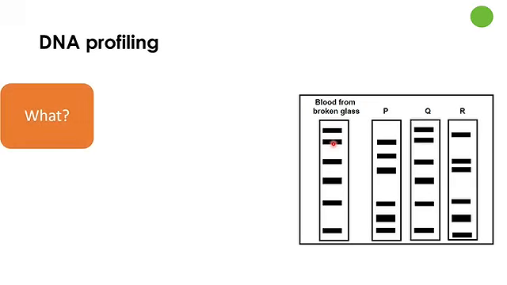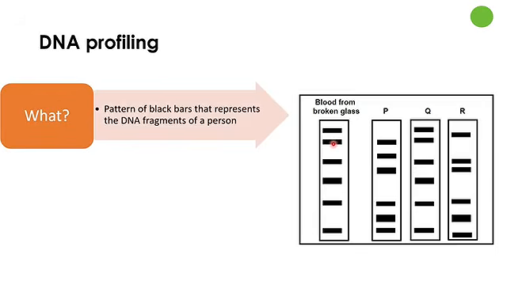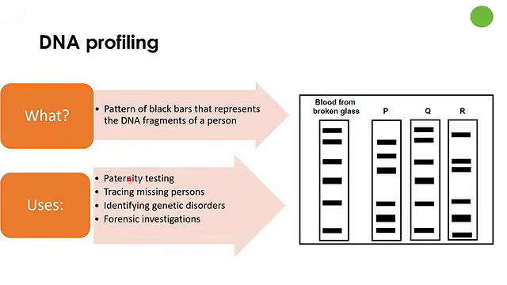So the first question is, what is DNA profiling? It's pretty much a summary, a pattern of black bars, and these black bars represent a person's DNA fragments. The uses of it are either for paternity testing, we can use it to trace missing individuals, we can look at identifying genetic disorders, or we can use it in forensic investigations, as we see in this scenario that we've got alongside.